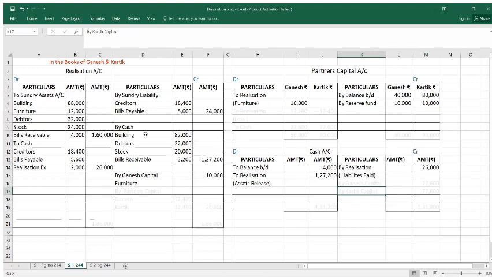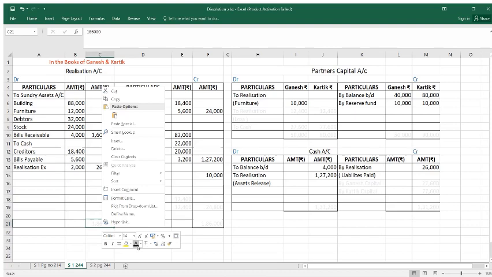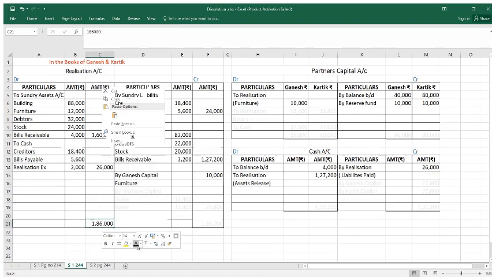So in this way we solve all the sum. After that we're going to take the total of realization account, that is debit and credit. So the total of credit side is 1,86,000. Now we're going to take the total of credit side.